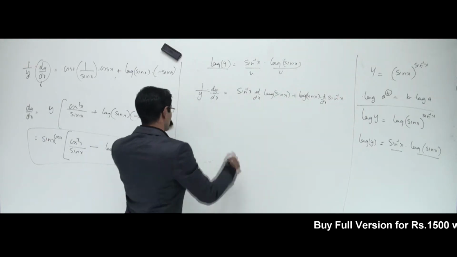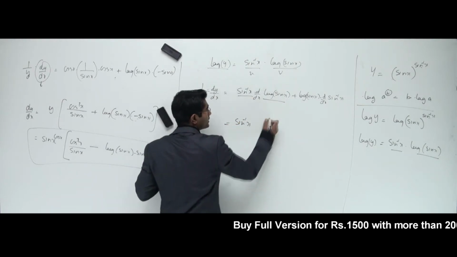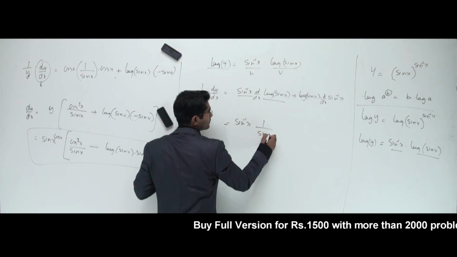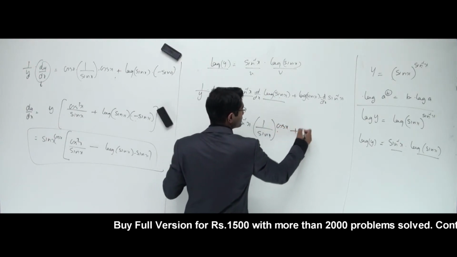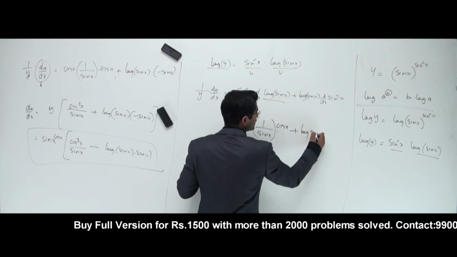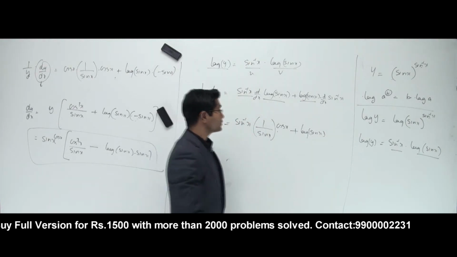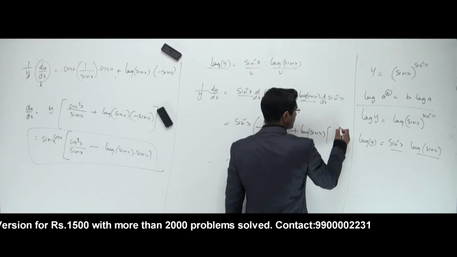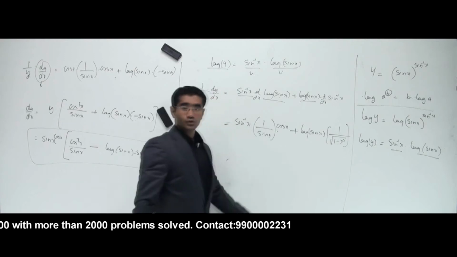Now what happens here is I keep sine inverse of x, differentiate this as 1 by sine x into the differentiation of sine x, which is cos x, plus log sine x. I have nothing to do here with differentiation, so just keep it like that. And how do you differentiate sine inverse of x? That is 1 by root of 1 minus x squared. These are your basic formulas which you learned in the starting.